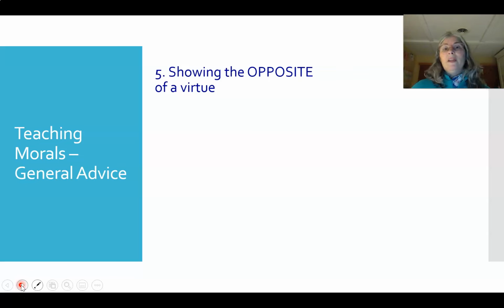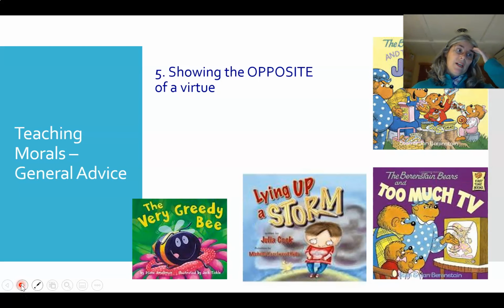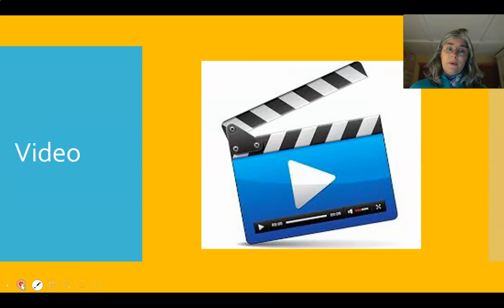Number 5, showing the opposite of a virtue. All right, now this one's kind of interesting. So rather than showing an example of where someone's really demonstrating perfectly that moral virtue, here they're doing the opposite. So things like too much junk food, too much TV, lying too much, like the boy who cried wolf, the very greedy bee. Now, these work best with slightly older students or students who are able to really wrestle with and think about the fact that you're showing a bad example rather than a good example.